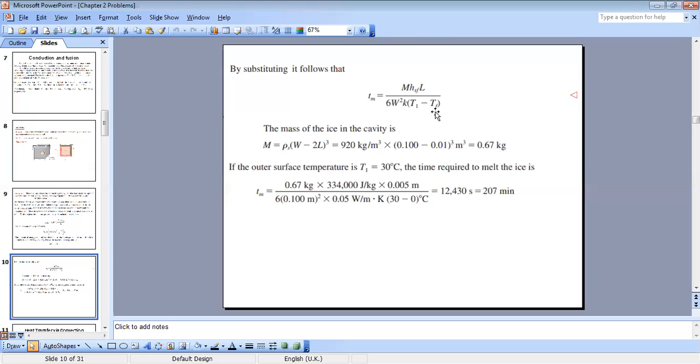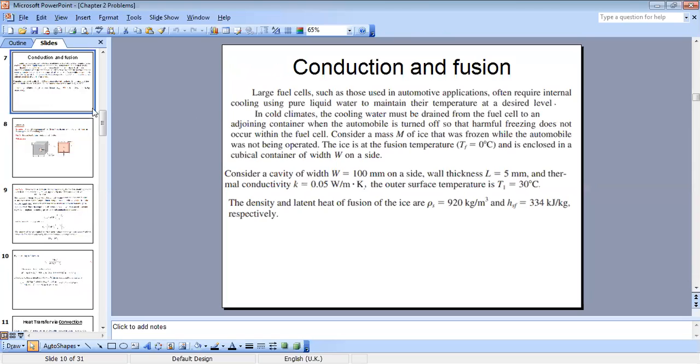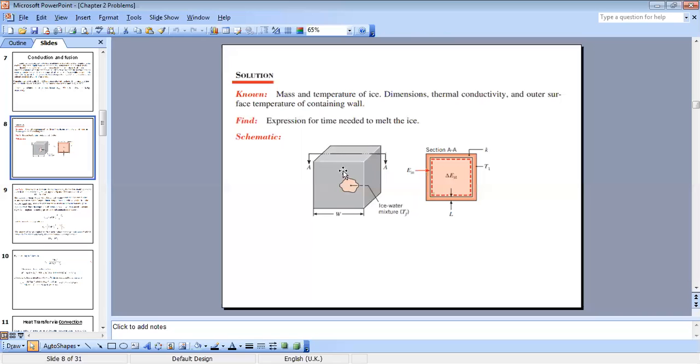And now in this problem, they gave me all the information, but they didn't give me M directly. How can I calculate M? They gave me the density. Yes, very good. They gave me the density, and what is the volume occupied by water or ice here? It's the volume of the cube, because the ice-water mixture is filling my cube.